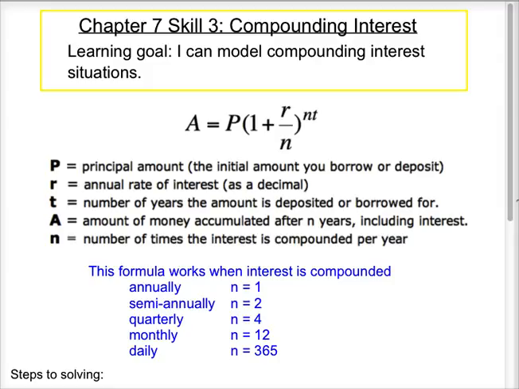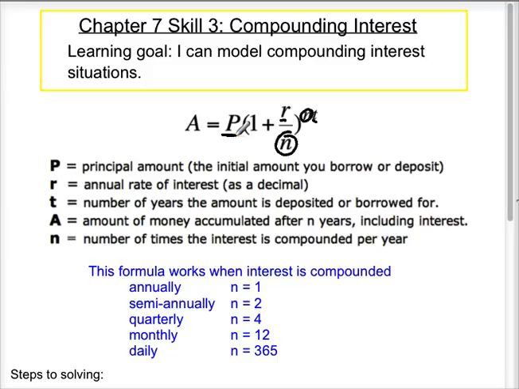So the formula may look sort of familiar. Your P right here, that is talking about how much money you hand the bank. R is the rate. T is obviously how long you leave it there. Now the new variable, that N is the number of times it's compounded in a year. Okay? So number of times it's compounded each year.